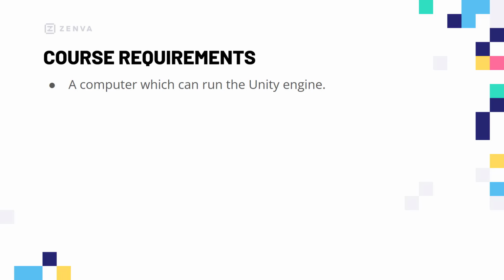Now, in terms of course requirements, the only thing that is required is that you have a computer which can run the Unity engine. Okay, the Unity engine is going to be a few gigabytes in space, so do make sure you have enough space on your computer for that, as well as internet required to download the engine. Apart from that, there is going to be no prerequisites required at all. We are going to be learning the engine from basically nothing, having no understanding of how it works, to having an understanding that you can actually go ahead and create games.